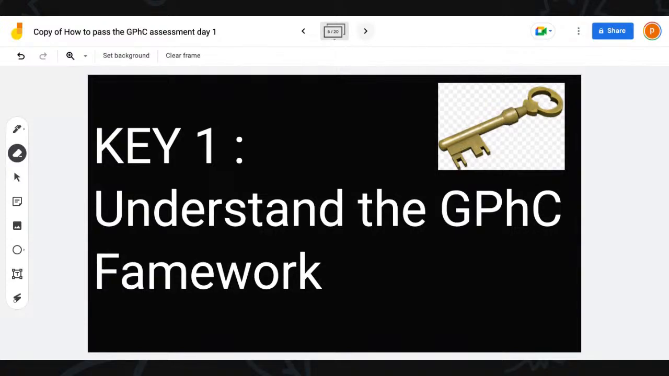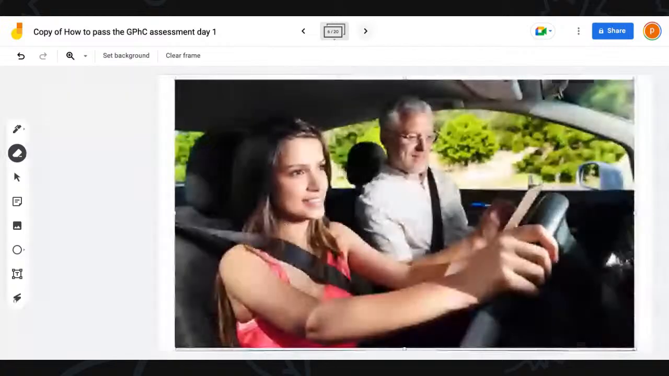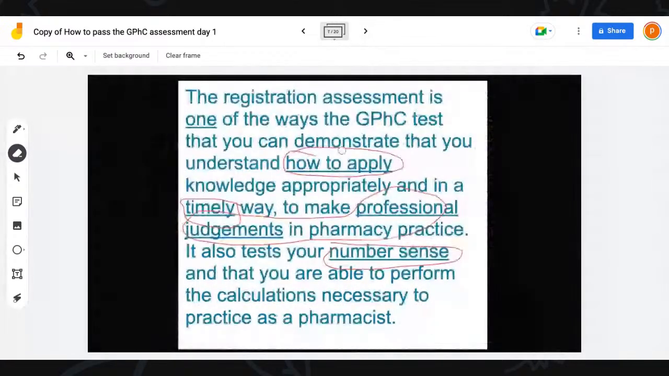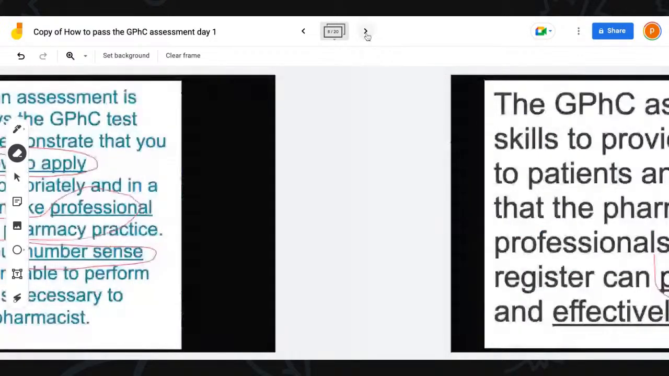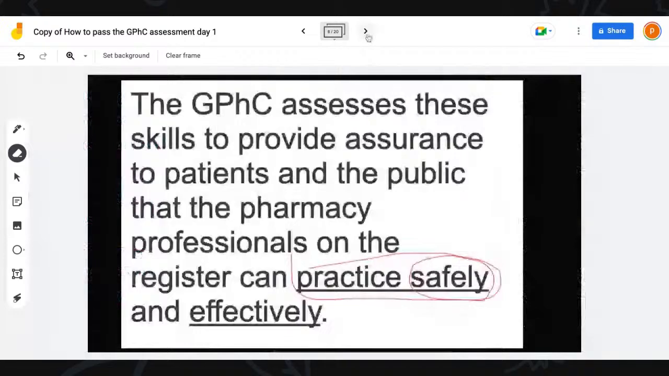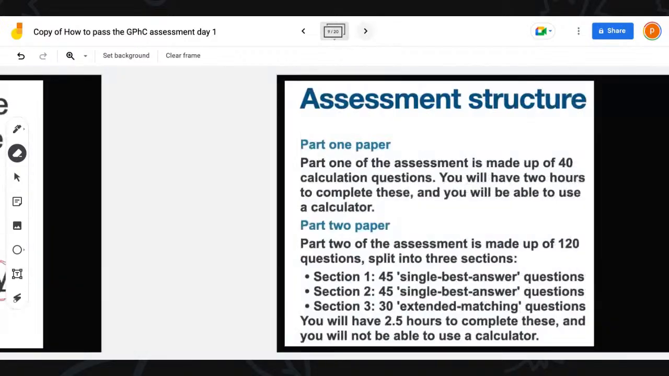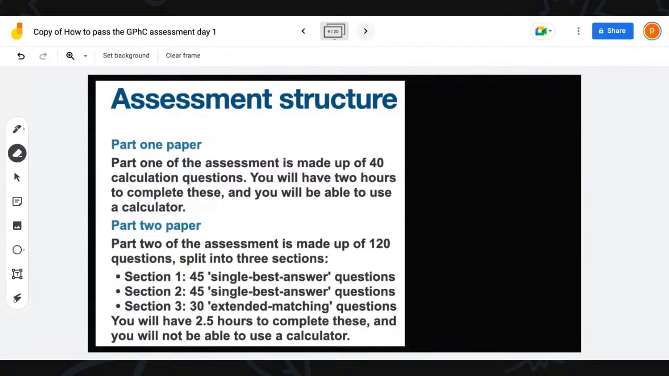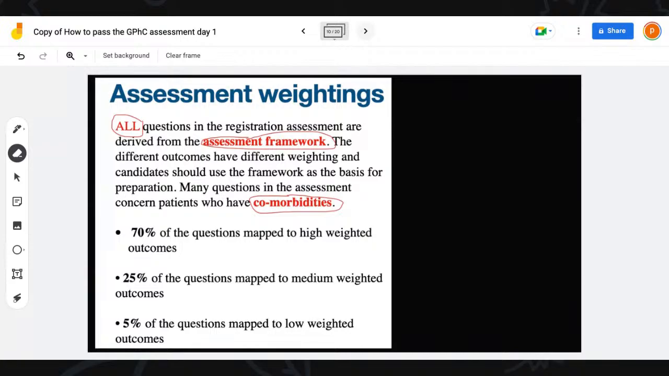So we looked at the GPhC framework. We spoke about how to apply, timely, professional judgments. These are the things that the GPhC is looking at. Your number sense, so calculations, which we mentioned is so important, and we're going to have a calculation session coming up very soon. We spoke about practicing safely, and we're going to do all these questions today. We looked at the 2 types of papers, part 1 and part 2, and then we focused on your SBA questions, which are your single best answer questions. You're going to get 90 of these questions in paper 2, and 30 extended matching questions. So these are very important.